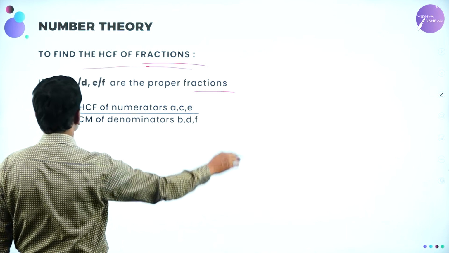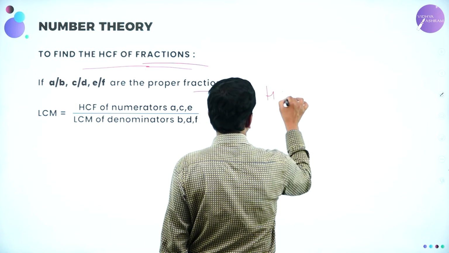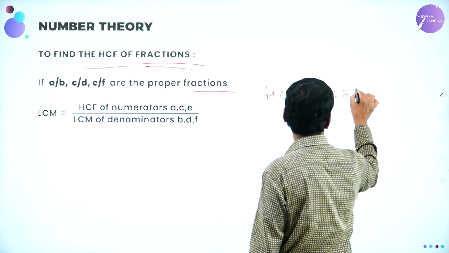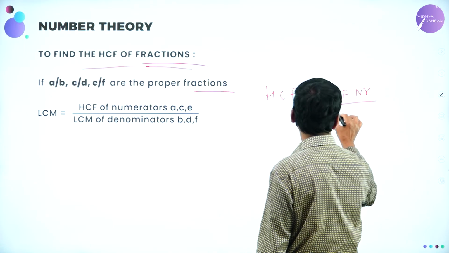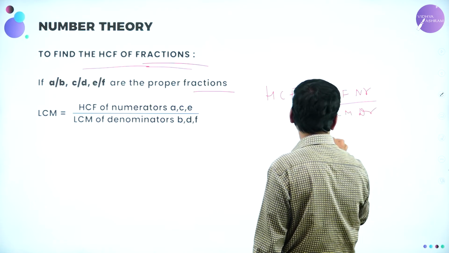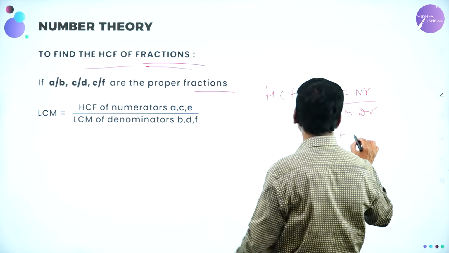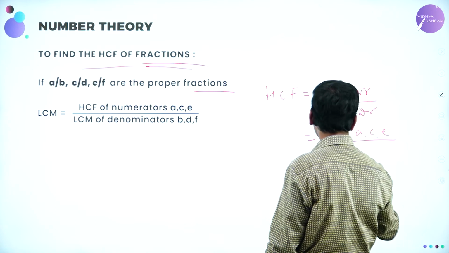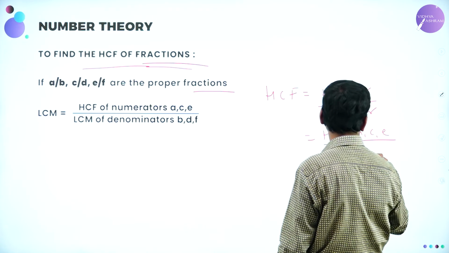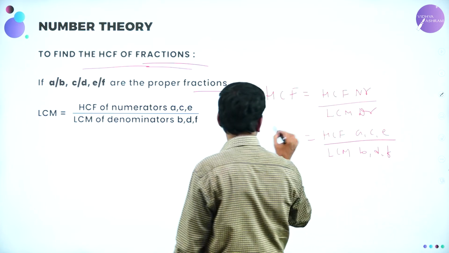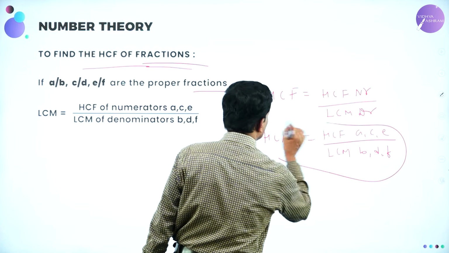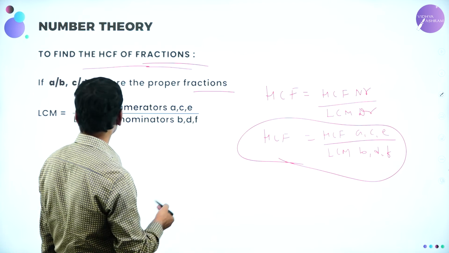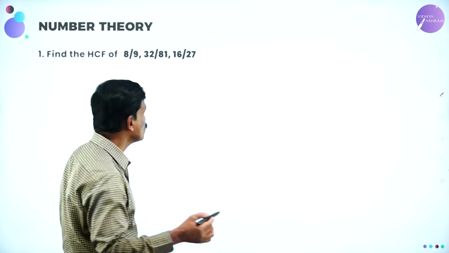To find the highest common factor of the fractions, the formula we are going to use is: find the HCF of the numerator divided by the LCM of the denominator terms. That is nothing but the HCF of the numerator terms A, C and E divided by the least common multiple of the denominator terms B, D and F. So therefore this will give the highest common factor.